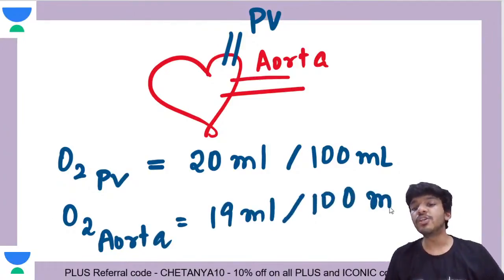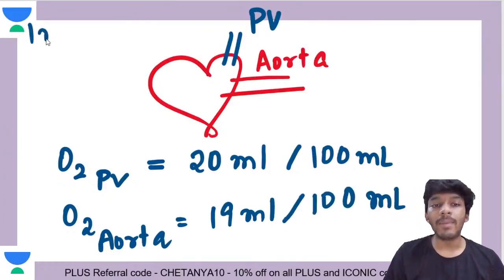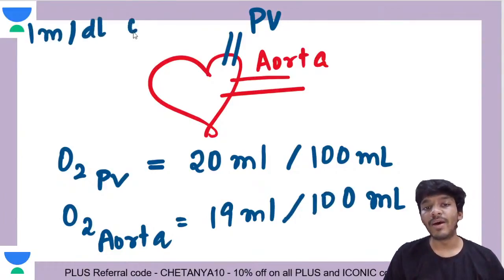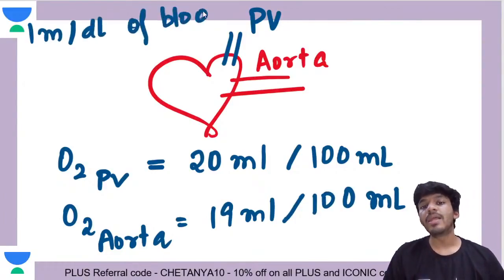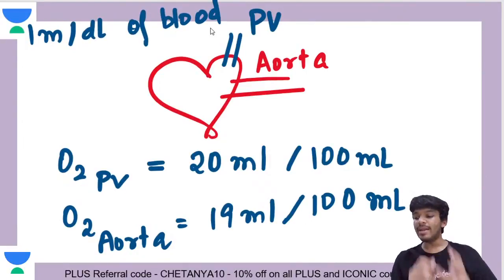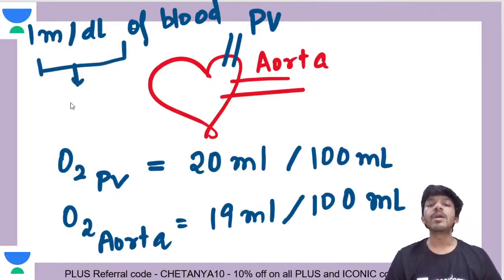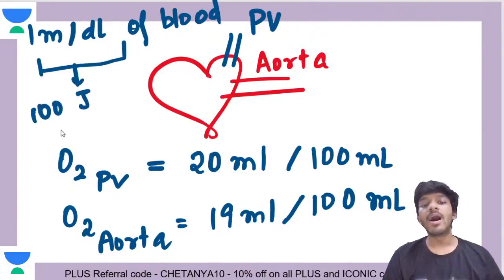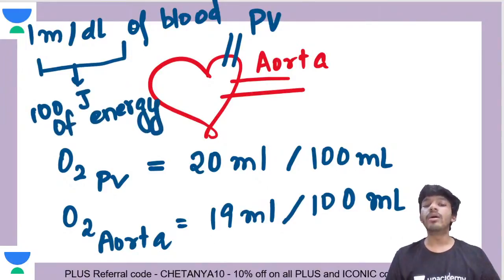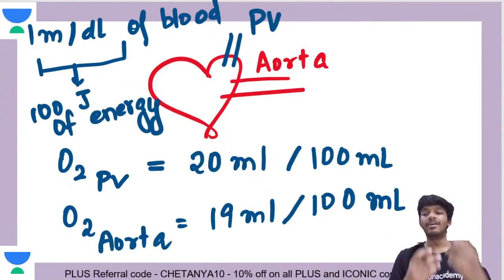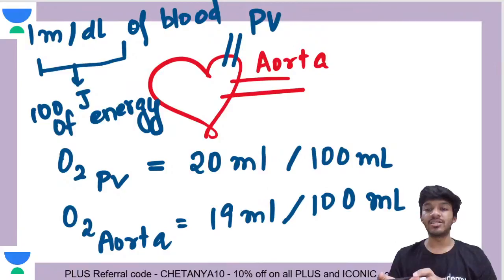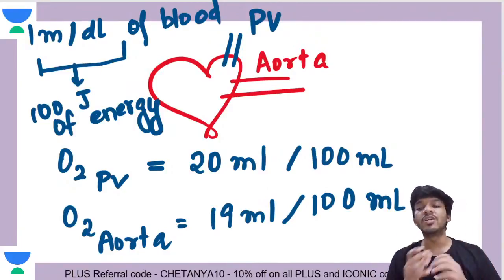So what is the oxygen utilization? It is 1 ml per deciliter of blood. And they might give you that 1 ml of blood usage gives approximately 100 joule of energy, right? So in that way, they might give you indirectly what is the energy expenditure, and then you have to calculate the efficiency, right? So that is one way that the question can come.